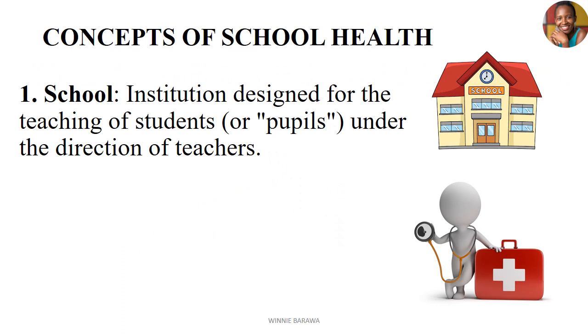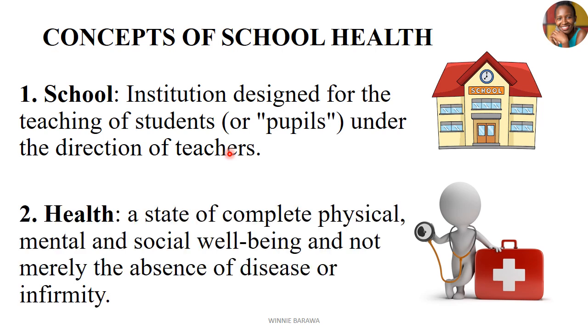Looking at the first concept, a school. A school is an institution designed for teaching students, whom we also call pupils, under the direction of a teacher or a tutor. And you need to understand that schools are also guided by documents that we call curriculums. These curriculums give the teachers the direction on what to teach, what to execute, and what to guide the students on.